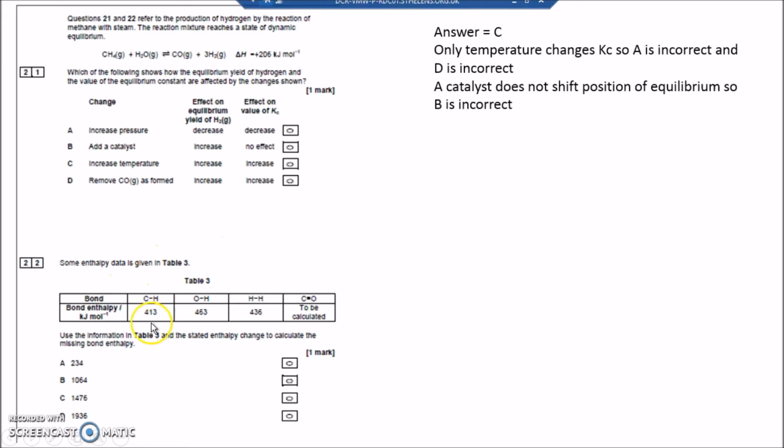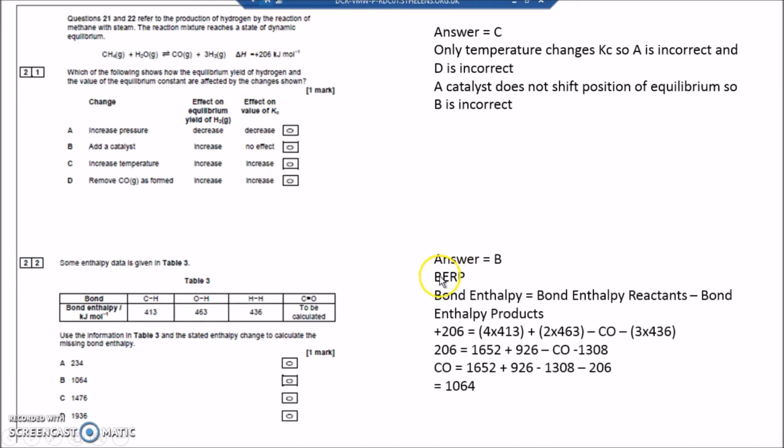Enthalpy value given in table 3. So this refers back to this reaction again. So the enthalpy change, let me just do spoilers, enthalpy change equals bond enthalpy of the reactants take away bond enthalpy of the products. That's what BERP stands for. So 206, which is my enthalpy change, equals the bond enthalpy of the reactants. Now what's in the reactants? CH4. So what's the bond enthalpy of those? 4 carbon to hydrogen bonds.